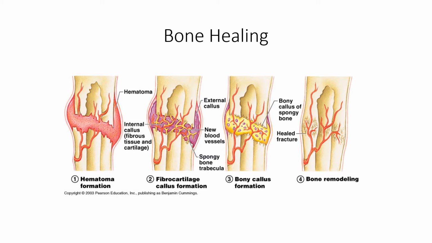When the bony callus is formed in step 3, we see that fibrocartilage is now replaced by spongy bone tissue. Osteoblasts may move into the area. They'll help to deposit new bone tissue, while osteoclasts may start to remodel that tissue or remove bone from that area. And that is step 4, bone remodeling.